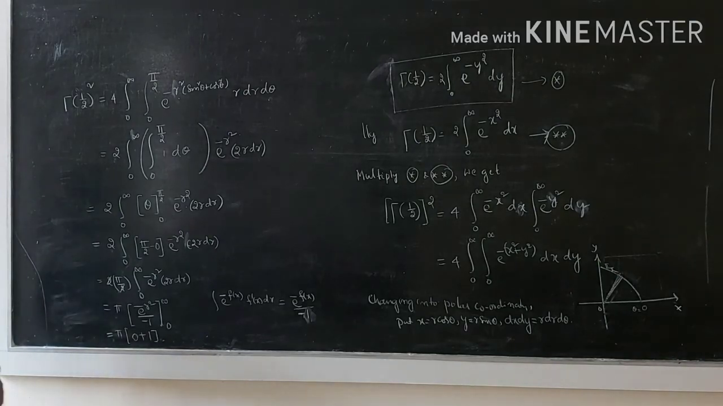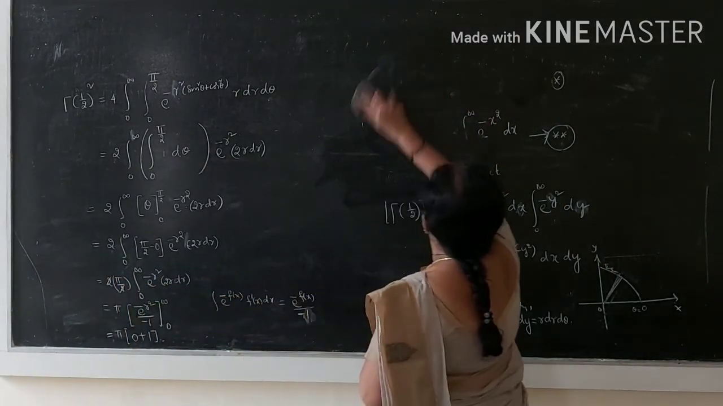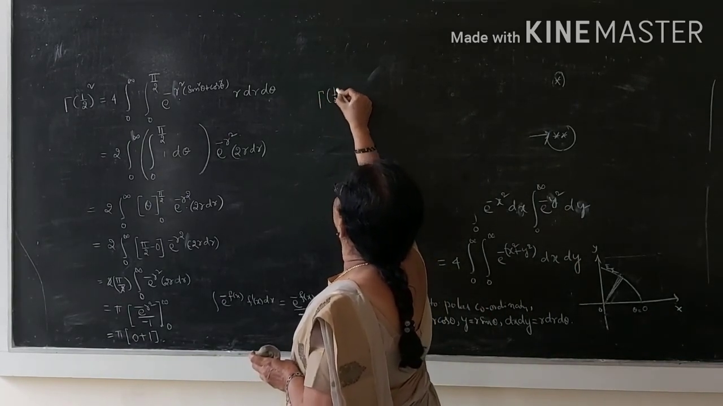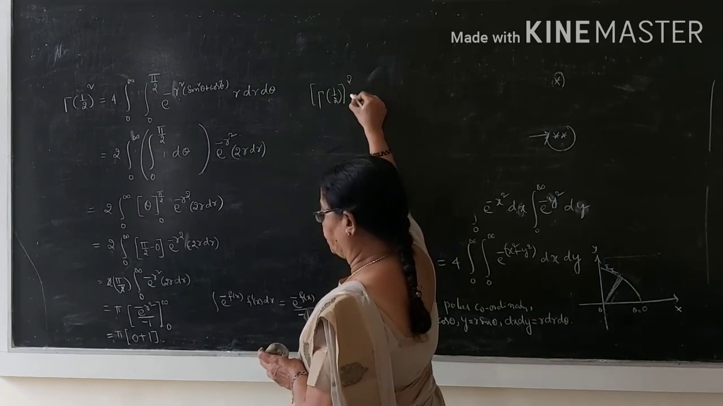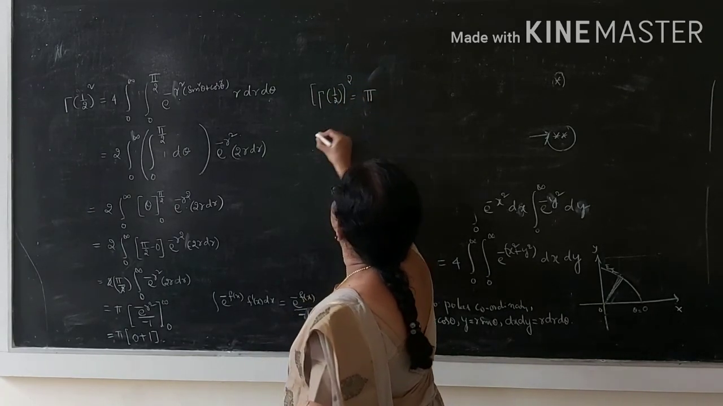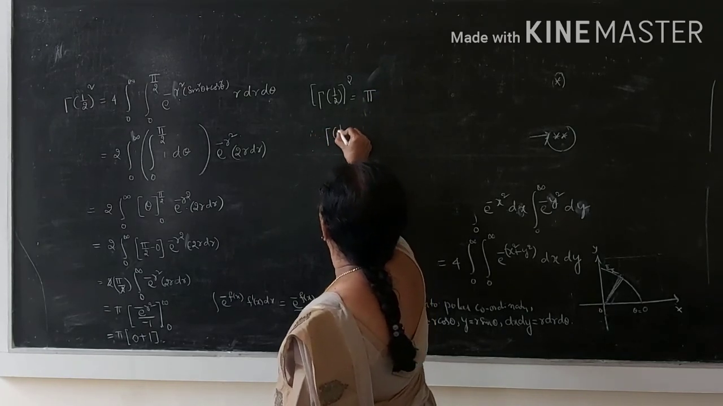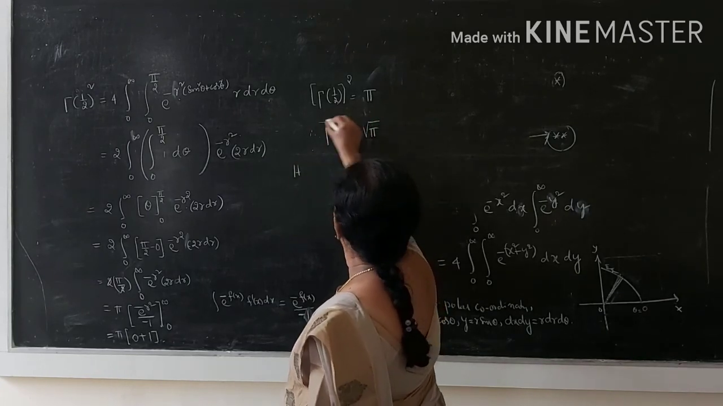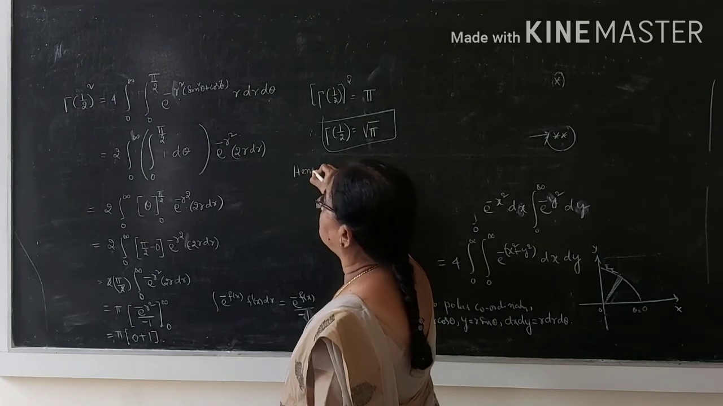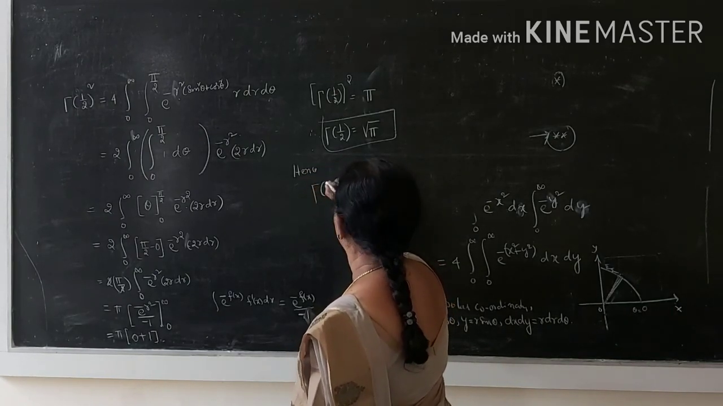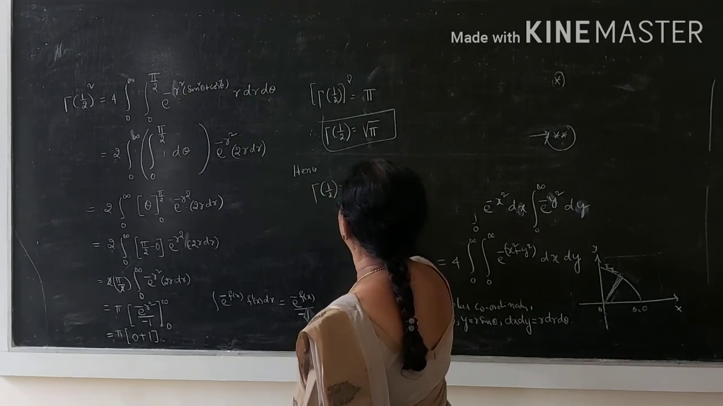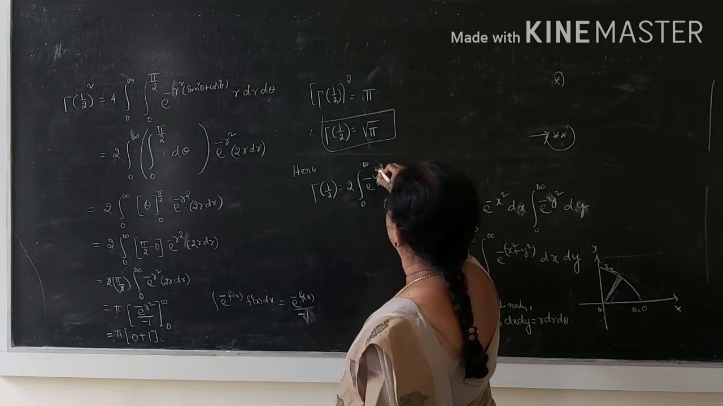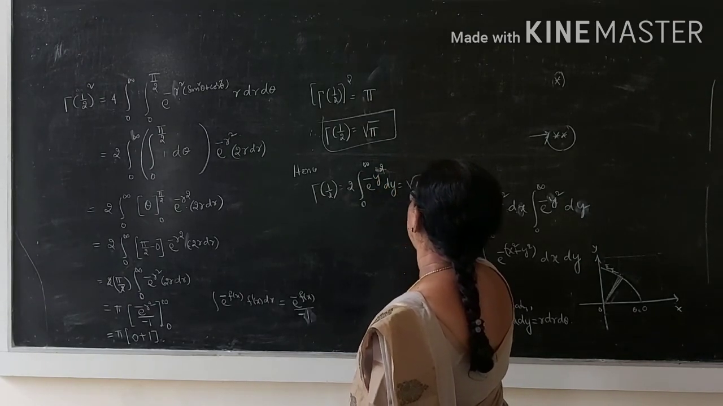Thus, gamma of 1 by 2 whole square is equal to pi. Therefore, gamma of 1 by 2 is equal to root pi. Hence, gamma of 1 by 2 is equal to 2 times integral 0 to infinity e power minus y square dy, which is equal to root pi.